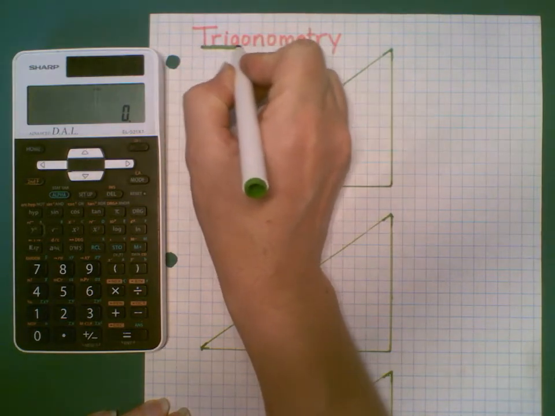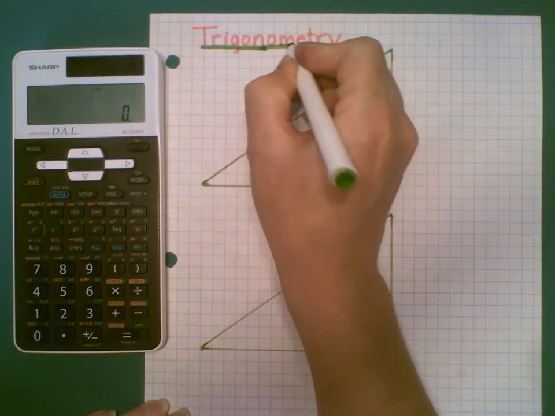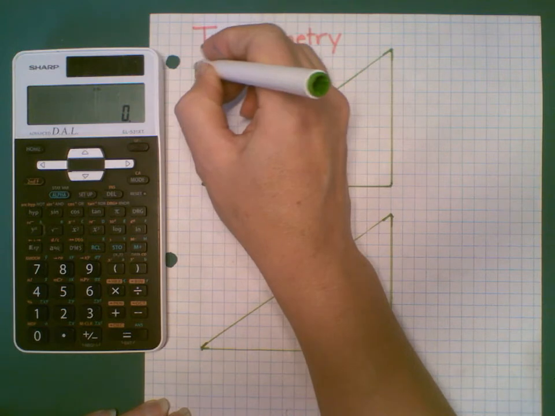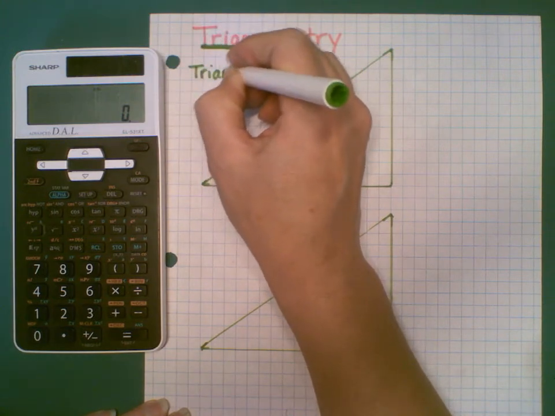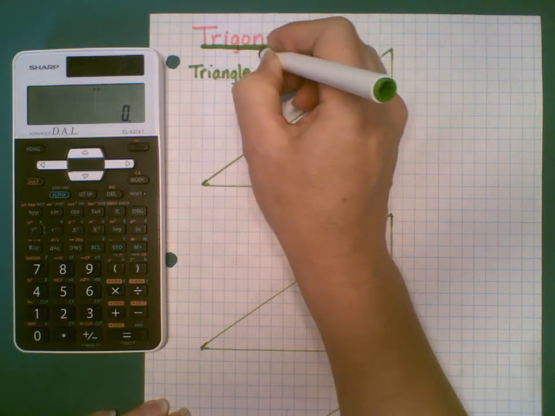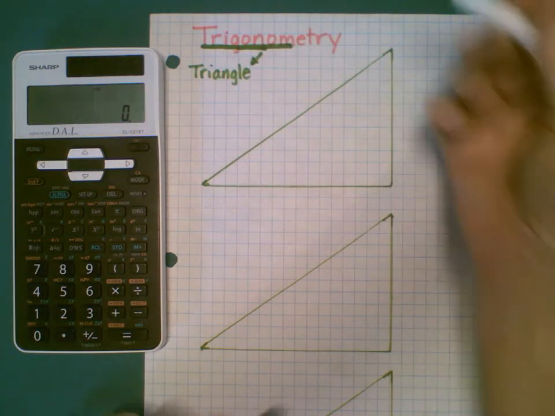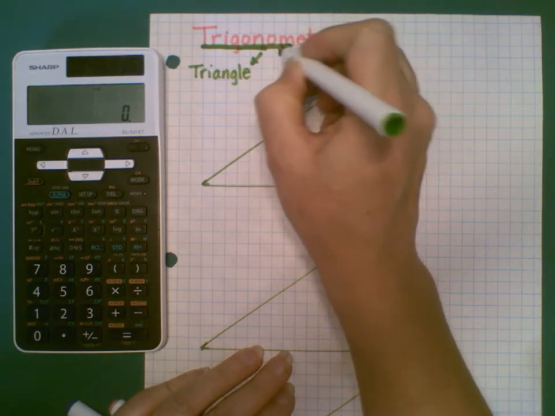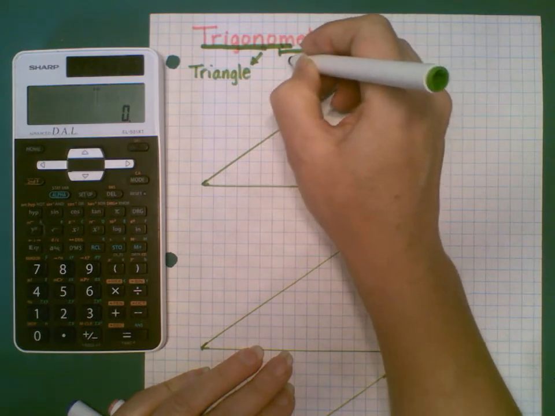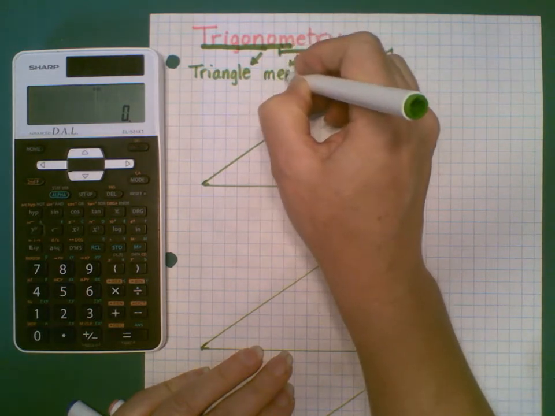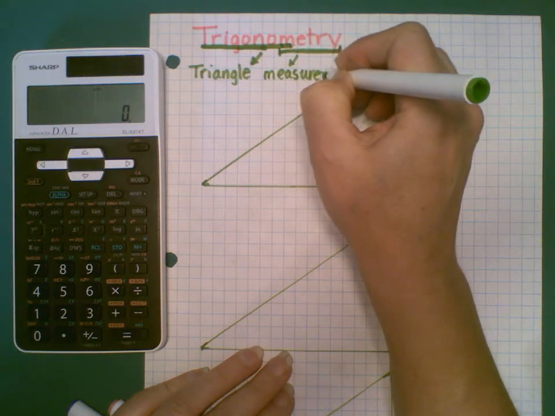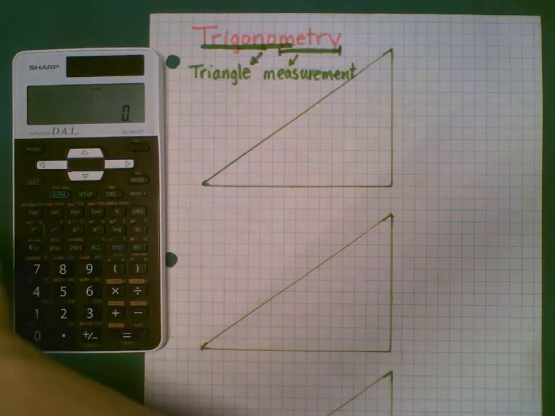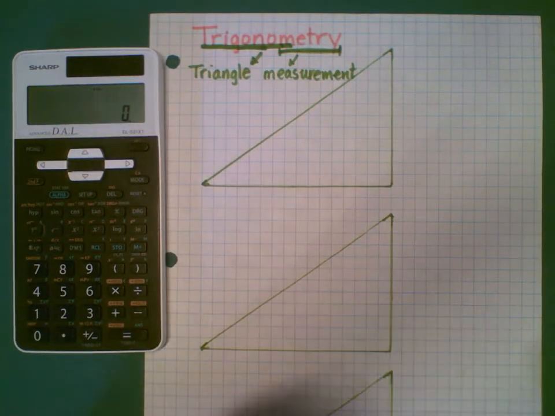The first piece of this word is the trigono, which really means triangle or three-sided shapes. And the metry part of this word means measurement. So the word trigonometry is a compound word that means triangle measurement.